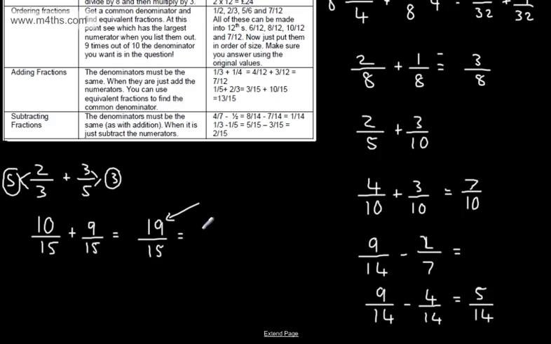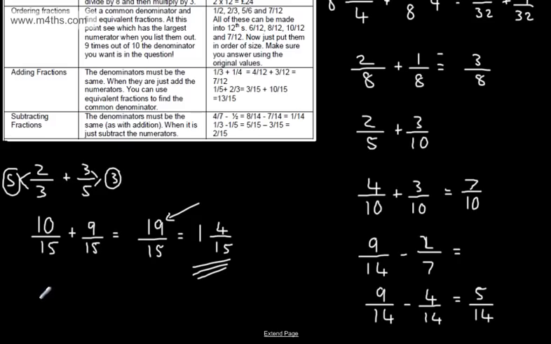So we could write this as 1 whole 1 and 4 15ths, as we looked at very recently. So that now is what we would have. So that's adding fractions with different denominators. Again, we could do this with subtraction. So let's look at an example with subtraction.